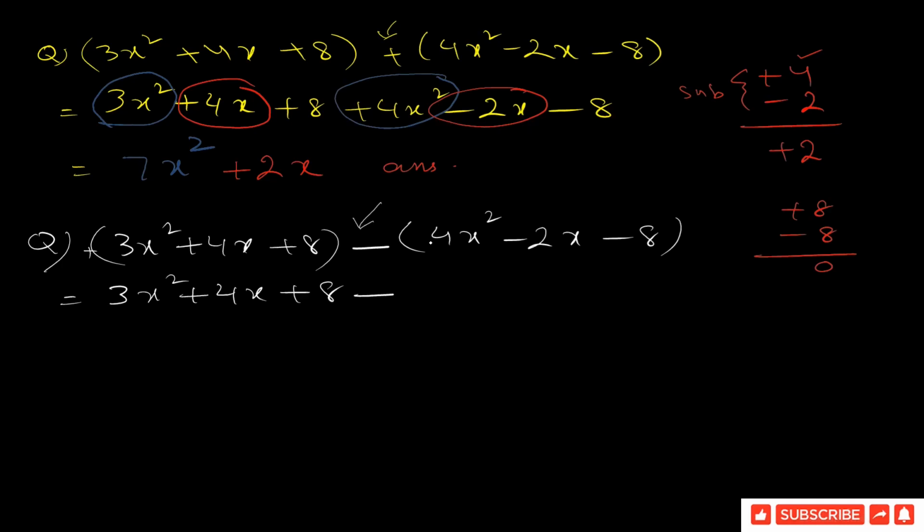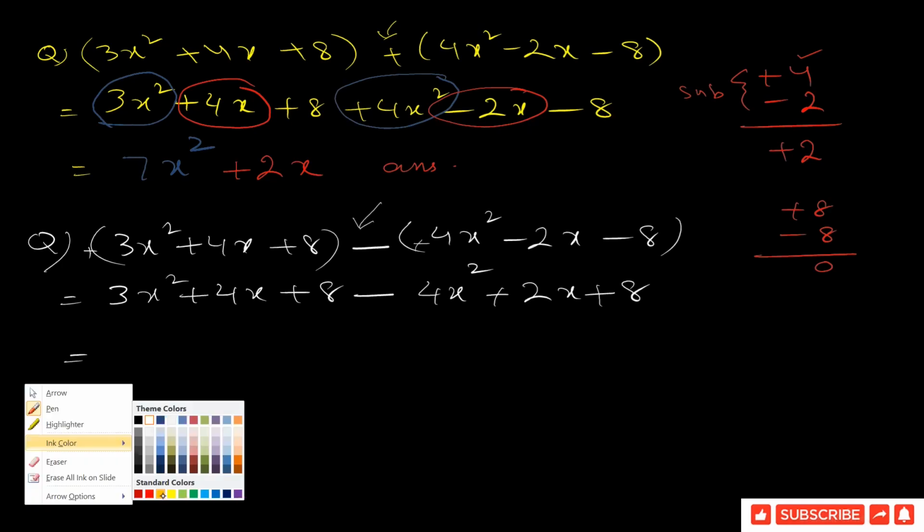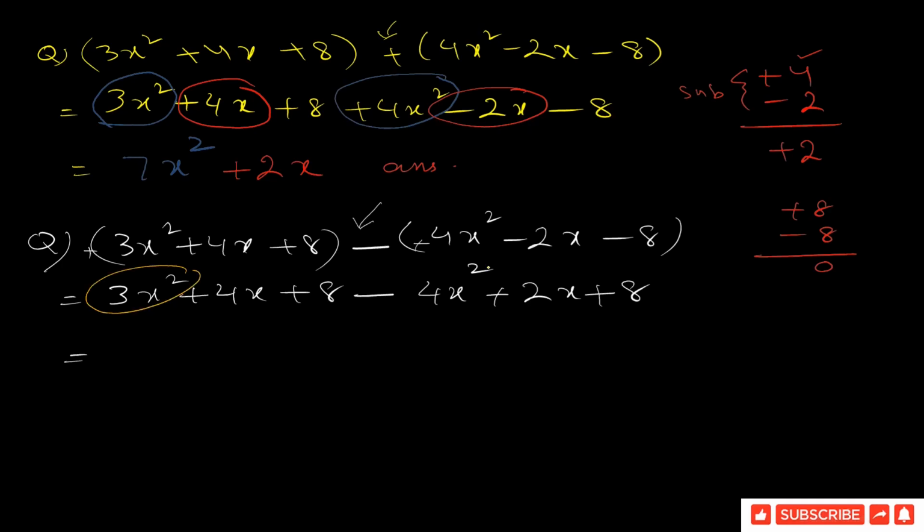So here we rewrite the first bracket expression: 3x squared plus 4x plus 8. Now the positive sign here will change into negative: negative 4x squared, and minus changes, this becomes plus 2x and this becomes plus 8. Now we check the like terms. 3x squared and negative 4x squared will be subtracted because negative 4 and positive 3 give minus 1, since 4 is greater. So we write minus x squared.